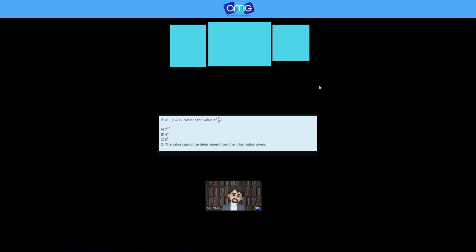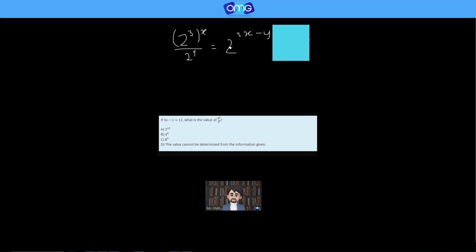If 3x minus y equals 12, what is the value of 8 to the power x over 2y? So from here, 8 to the power x over 2y is what we need to find. 8 is 2 to the power of 3. So this is 3x, since this is divide, we can write this as 2 to the power of 3x minus y. And this is 12 based on the information here. So 2 to the power of 12, and that will be the answer.